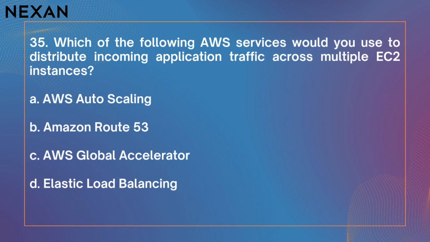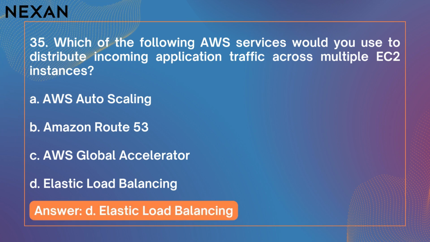35. Which of the following AWS services would you use to distribute incoming application traffic across multiple EC2 instances? A. AWS Autoscaling. B. Amazon Route 53. C. AWS Global Accelerator. D. Elastic Load Balancing. Answer D. Elastic Load Balancing.